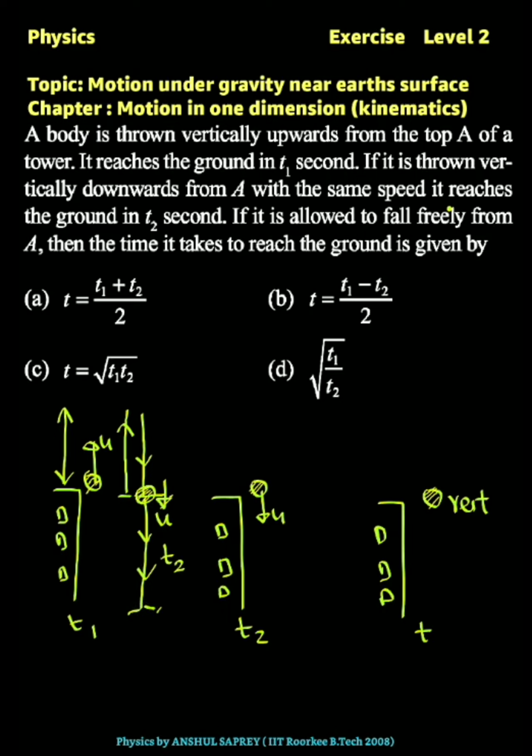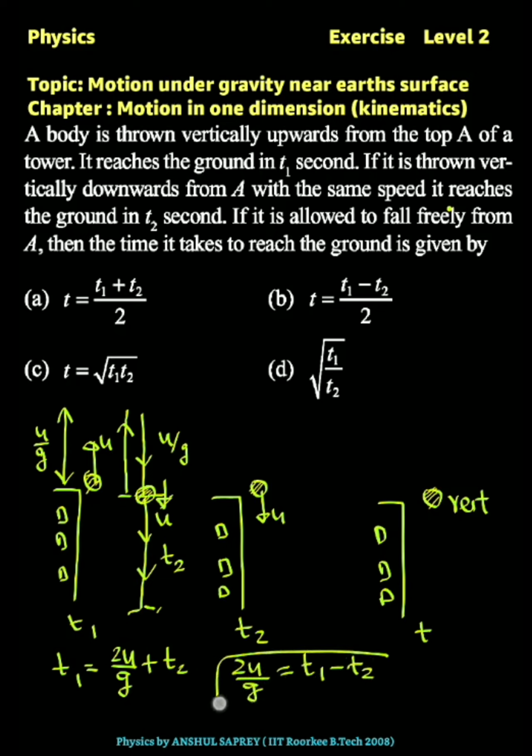The time taken to reach the topmost point is equal to u by g, and again to come down to the top of the tower, it will take u by g. So we have t1 is equal to u by g plus u by g, that is 2u by g, plus t2, or 2u by g is equal to t1 minus t2. Let's call it the first equation.